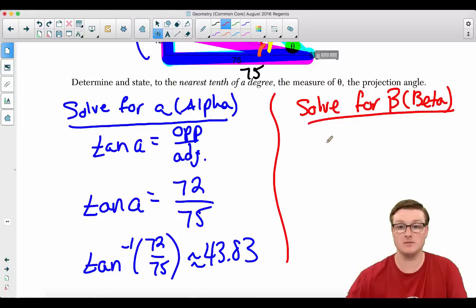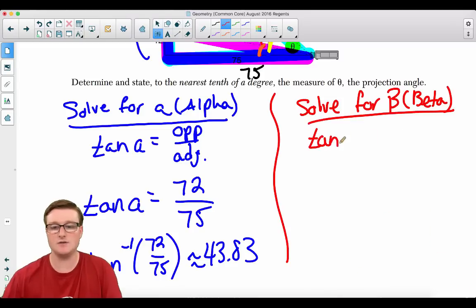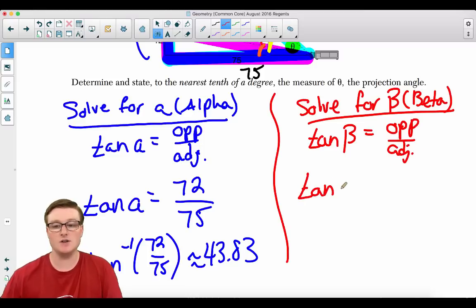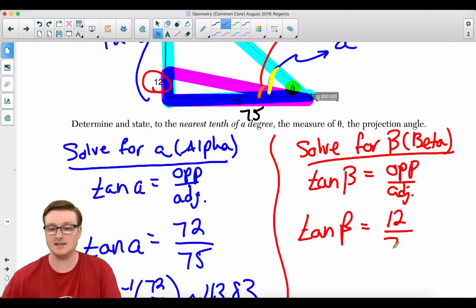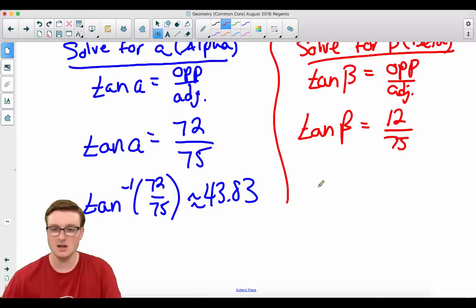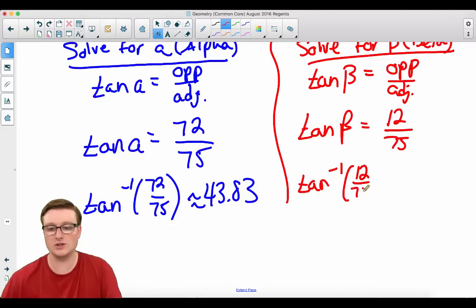And that's the little triangle. So again, the tangent of beta is equal to the opposite over the adjacent. Okay? The tangent of beta is equal to the opposite, which is 12. So now it's the little triangle. We're looking at 12 and 75. So now we take the inverse tangent of 12 over 75, which is approximately equal to 9.09.